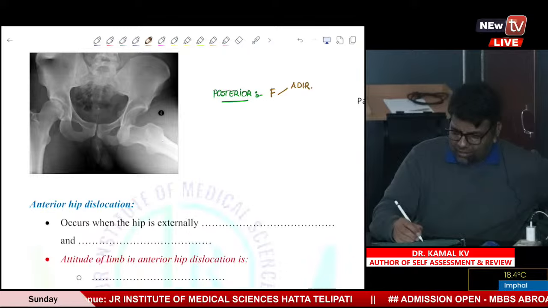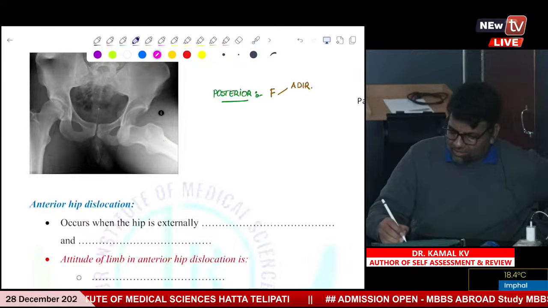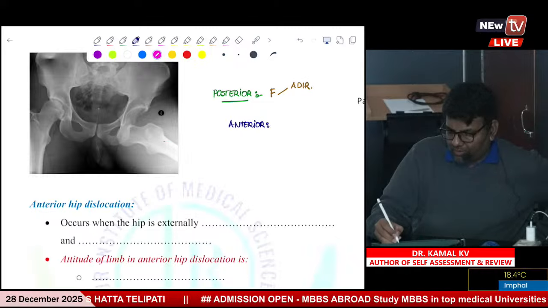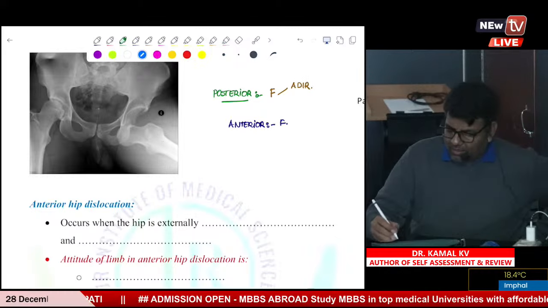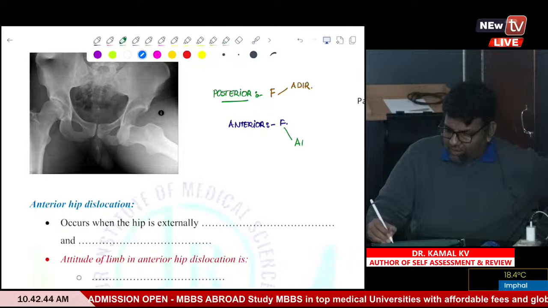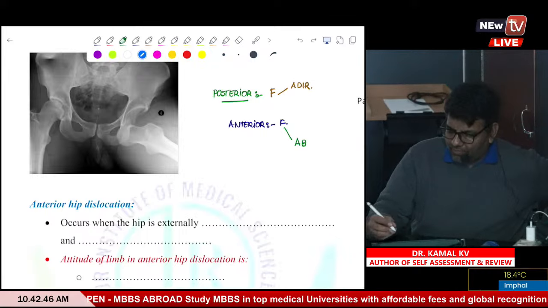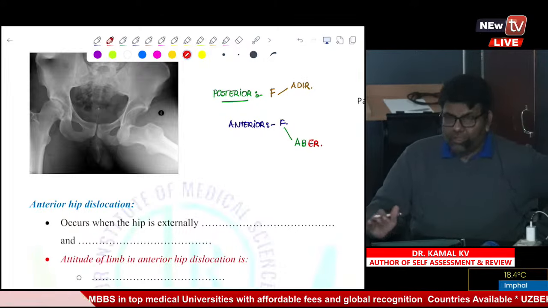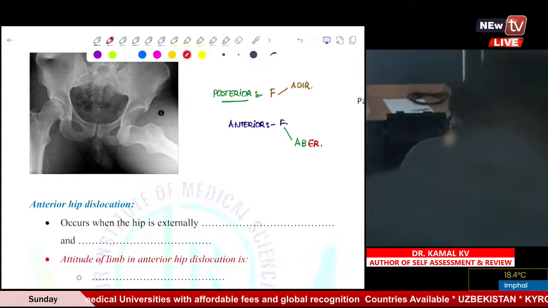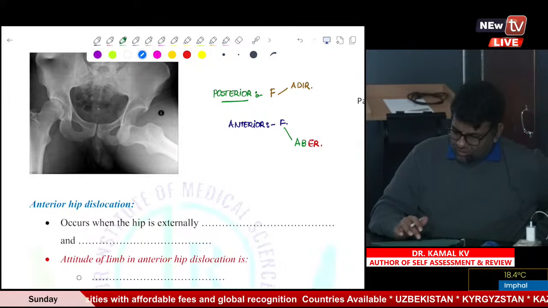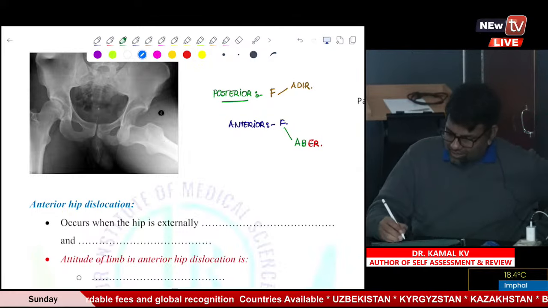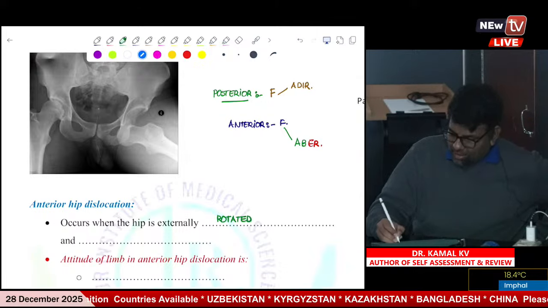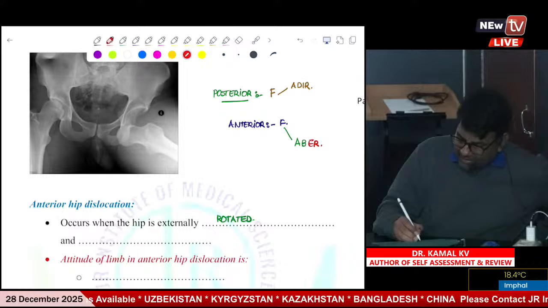And for anterior, F is common in both, and then you will write ABER, so it will become FABER. Is this clear? So for anterior, the hip joint is externally rotated and abducted.